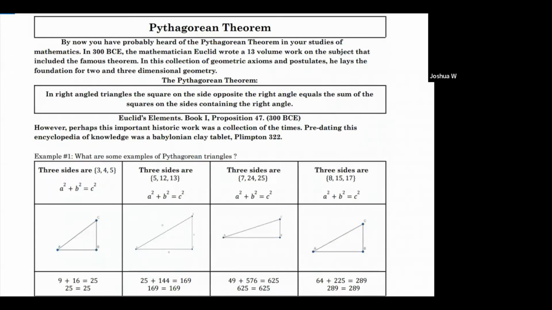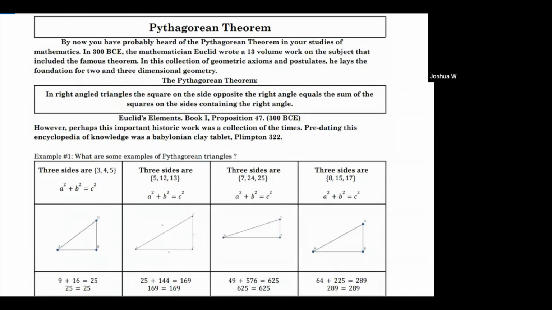In right-angled triangles, the square on the side opposite the right angle equals the sum of the squares of the sides containing the right angle. Euclid's Elements, Book 1, Proposition 47, written in 300 BCE. However, perhaps this important historic work was a collection of the knowledge of the times. Predating this encyclopedia of knowledge was a Babylonian clay tablet, Plimpton 322.